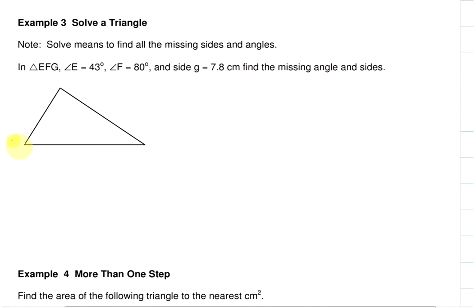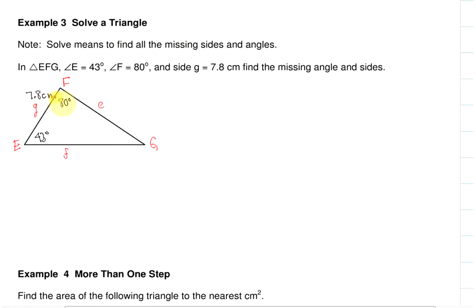Okay, so let's start by naming our triangle E, F, and G, and side opposite angle E is E, side opposite angle F is F, and side opposite angle G is G. Okay, what do we know? We know that angle E is 43 degrees, we know that angle F is 80 degrees, and we know that side G is 7.8 centimeters.